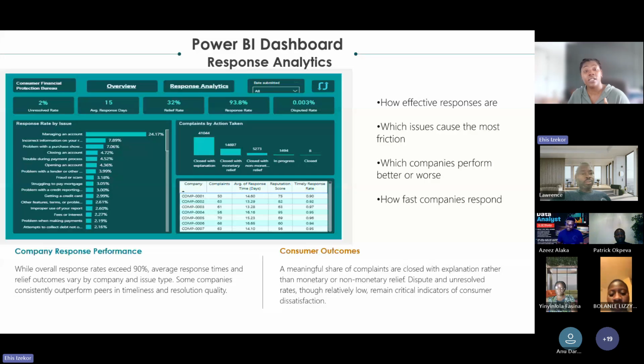And for the analytical side of things, overall, like I said in the first page, there were 62,000 complaints, and we had like 61,000 responses. So that's to show that the response rate exceeded 90%. Average response time and relief outcomes vary across company and issue type, and some companies consistently outperform peers in timeliness and resolution. So yeah, this is what this is.